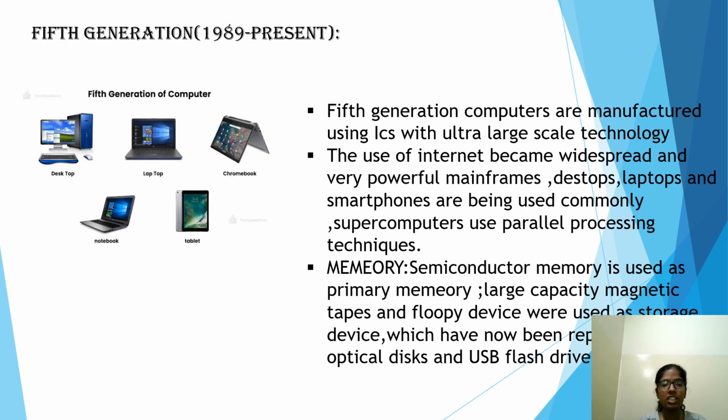Coming to our next generation, that is the fifth generation, these computers are manufactured with ultra large scale technology. The use of the internet became widespread. Very powerful machines like desktops, laptops, and smartphones are being used commonly everywhere. The supercomputers use parallel processing techniques. Semiconductor memory is used as primary memory, and it has a large capacity.